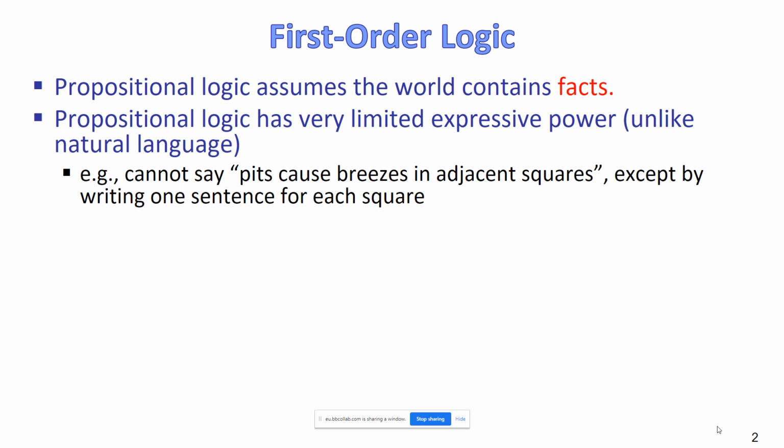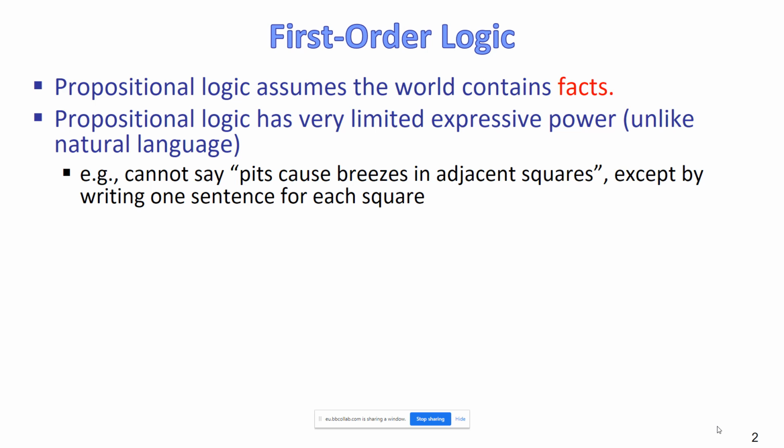Why do we need something else other than propositional logic? Actually, propositional logic is really simple. That's a good thing, but it only assumes that the world contains facts. It doesn't see the world as we see it in natural language. In natural language, we used to talk about objects. We used to say that some objects have relations together. We cannot do that in propositional logic. So generally, propositional logic has very limited expressive power.